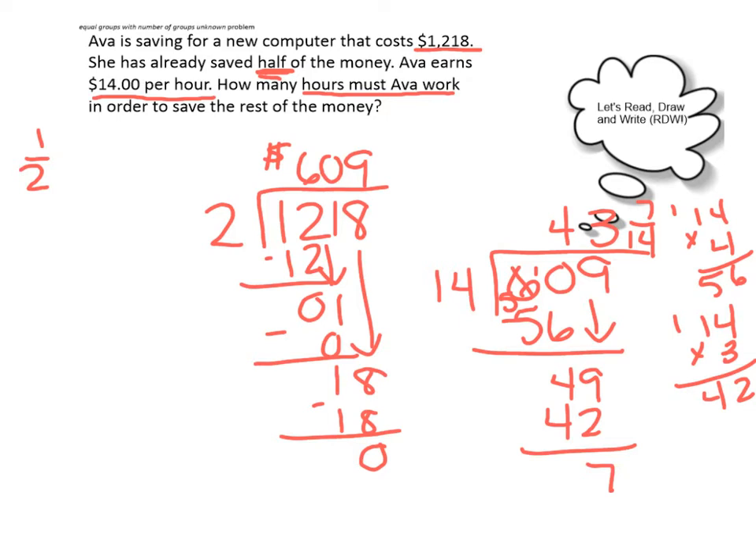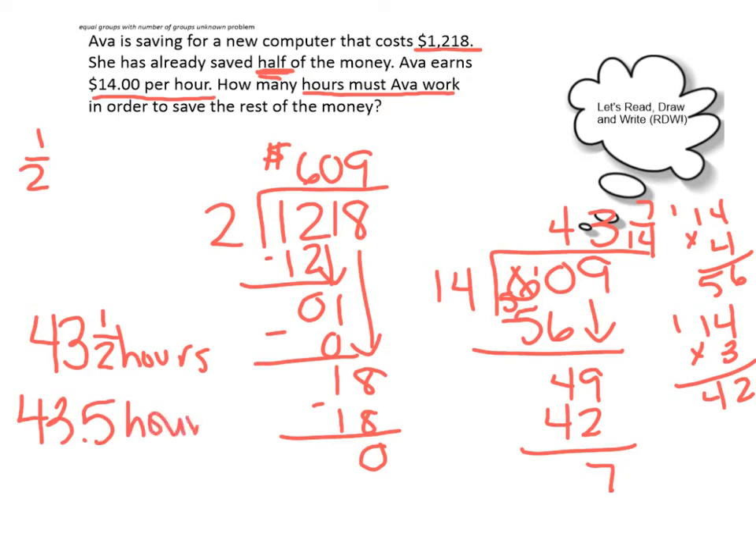I know that 7/14 is equal to 1/2, so she needs to work 43 1/2 hours to make sure she has enough money. Could also write 43 5/10 hours as well. Both are equivalent.